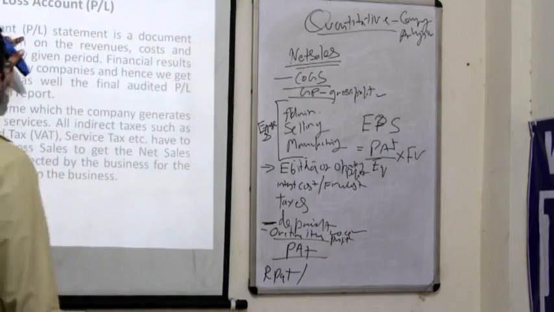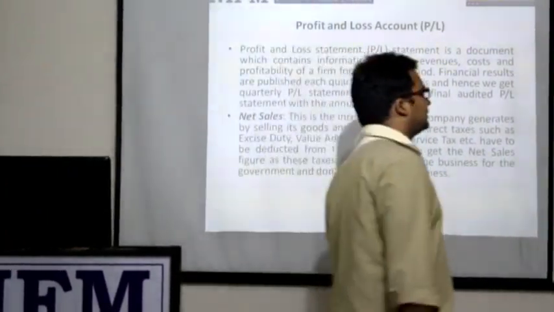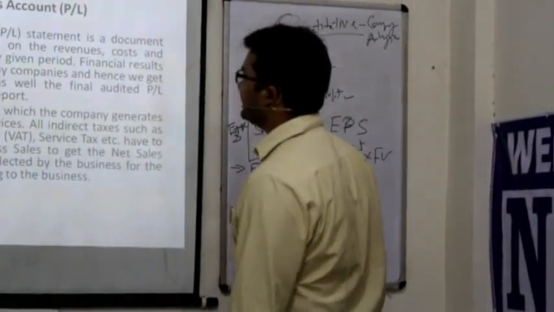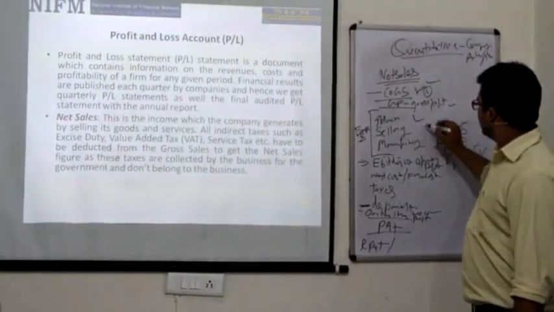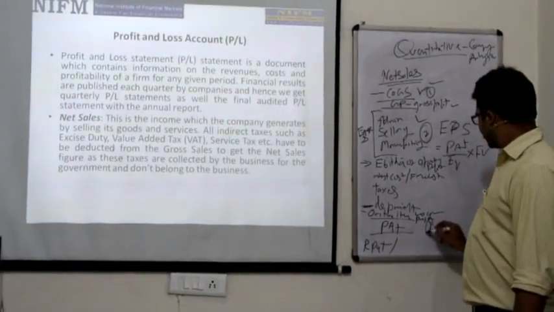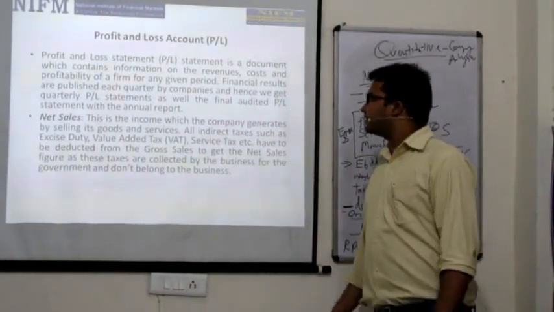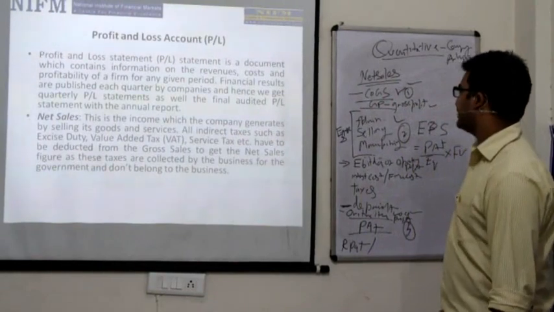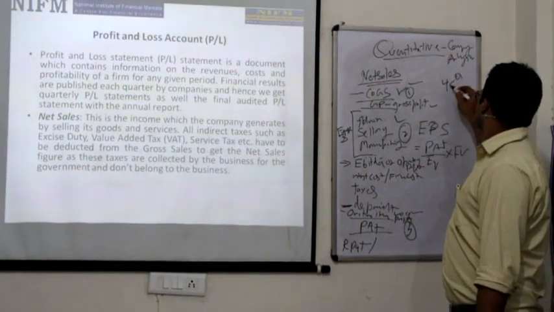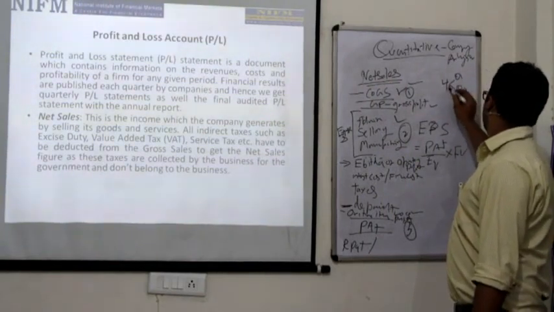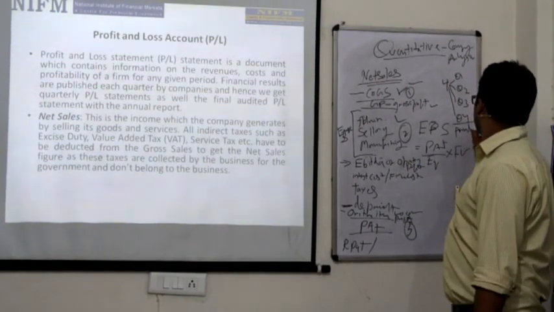So when we talk about the profit and loss statement, it is a document which contains information on revenue, cost, and the profitability of a firm for any given period of time. So one is the revenue aspect, again the cost aspect, and the profitability aspect. The financial results are published each quarter by the companies, hence we get a quarterly P&L statement. As I have told before, we will get 4 P&L statements for 4 different quarters, that is quarter 1, quarter 2, quarter 3 and quarter 4. These would be combined together to get the annual statements.